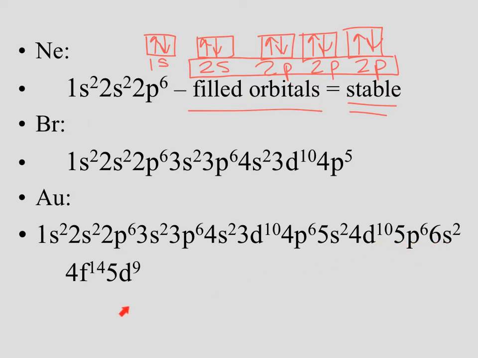Now again, this is where our first row of our inner transition metals comes in, 4f14, and then following again left to right, 5d comes next, 5d9. Adding up all of the exponents should total number 79 on the periodic table.